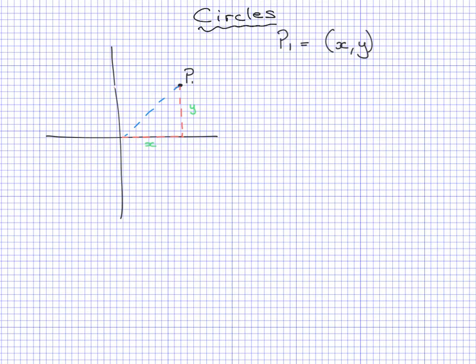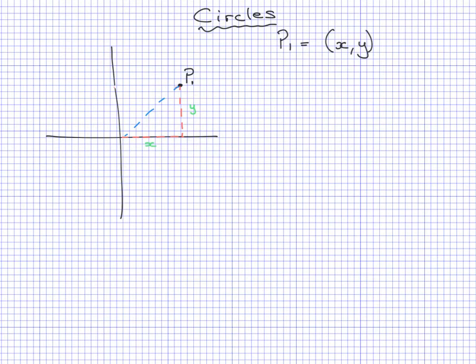All right, so first of all, the idea is that there's a point P, which is at a location of x, y. This is a graph of it here. This is the y value, this is the x value. So x is the horizontal distance from the origin and y is the vertical distance from the origin.